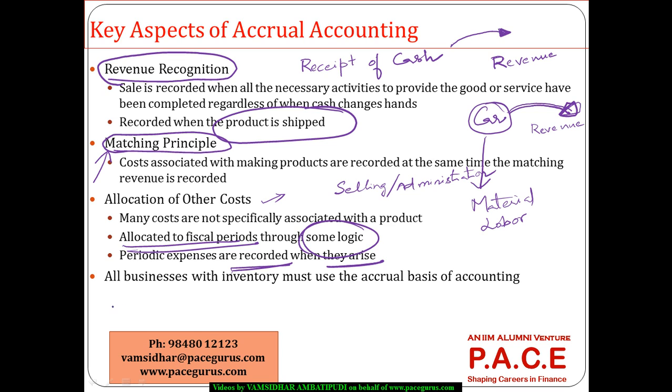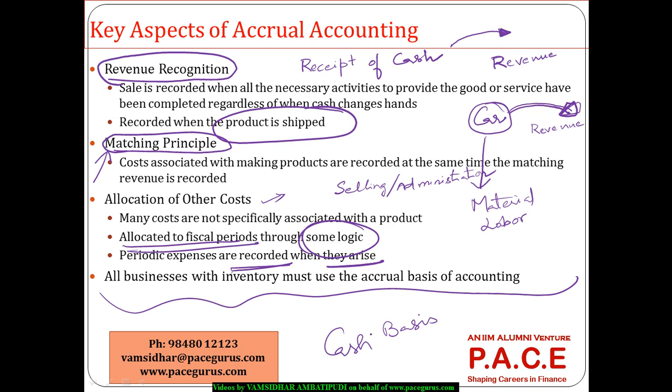And one single important point that we should not forget is all the businesses which have inventory with them, they should definitely use an accrual basis of accounting itself. Only those kind of firms probably which do not operate any kind of inventory, they can think of using cash basis of accounting, but any firm that goes with an inventory should definitely go with an accrual basis of accounting itself.